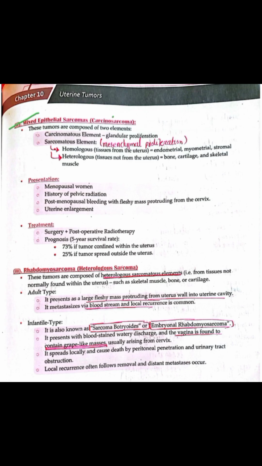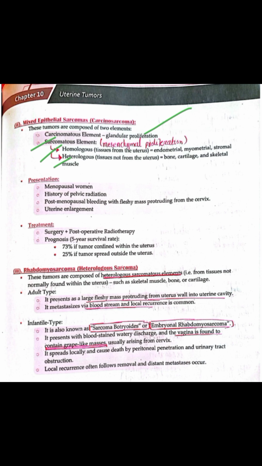They are also known as the carcinosarcomas, and they are composed of two main components. They involve the glandular proliferation, that is the carcinomatous component, and they also include the mesenchymal proliferation, which is known as the sarcomatous element. And the sarcomatous element may be homologous, that is the tissue of the uterus that includes endometrial, myometrial, or stromal components, or it may be heterologous tissue, meaning tissue from outside of the uterus that may include bone, cartilage, or skeletal muscle. So the carcinomatous component involves the glandular proliferation, whereas the sarcomatous element includes either homologous tissue from the uterus or heterologous tissue from outside the uterus.